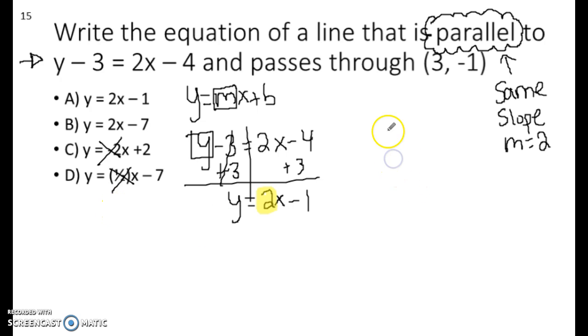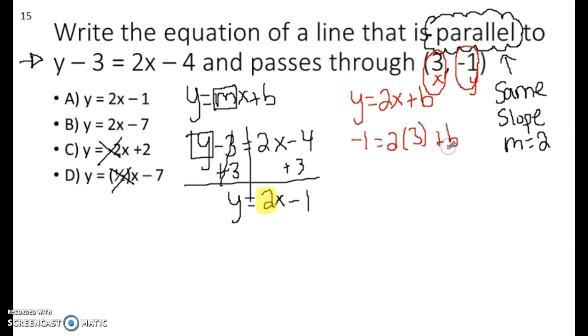So what I know so far is my new equation has to have y equals 2x, and then plus or minus some number. Well, to figure out what number that is, we take our point. We label it x and y, and we substitute it in. So I'm going to plug in a negative 1 for y, and I'm going to plug in a 3 for x to try to figure out what that b value is.